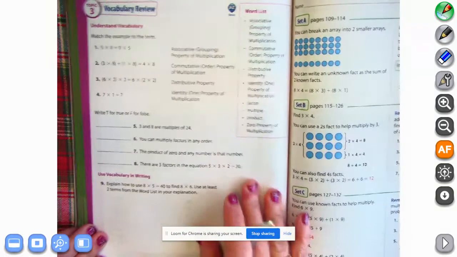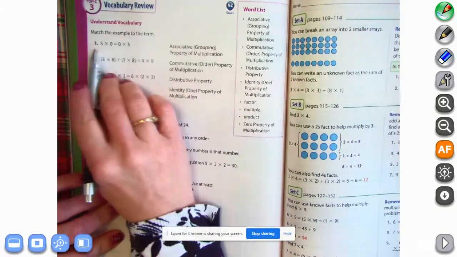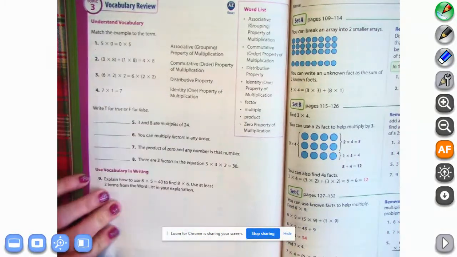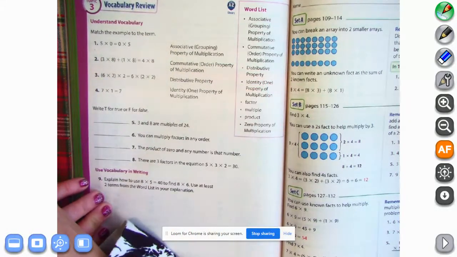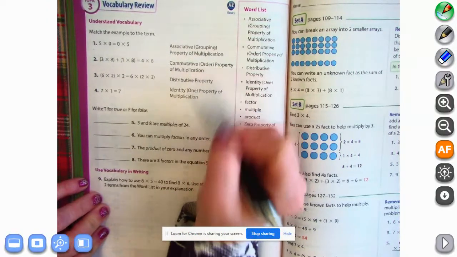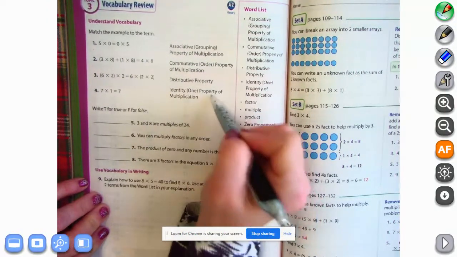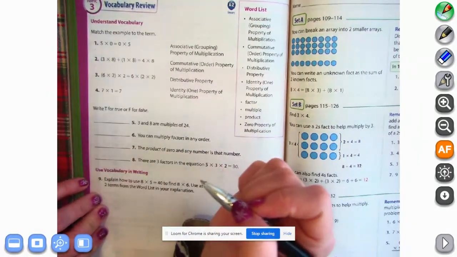So it says match the example to the term. 5 times 0 equals 0 times 5. Which one of these is that property? Associative or the grouping property, the commutative property, the distributive property, or the identity property? 5 times 0 equals 0 times 5.